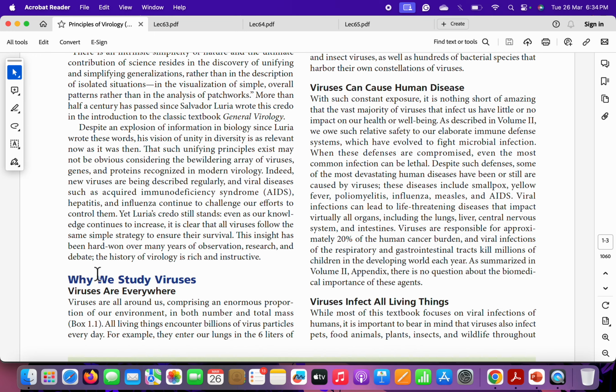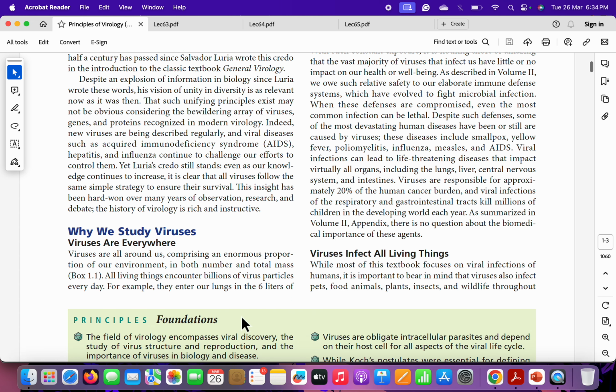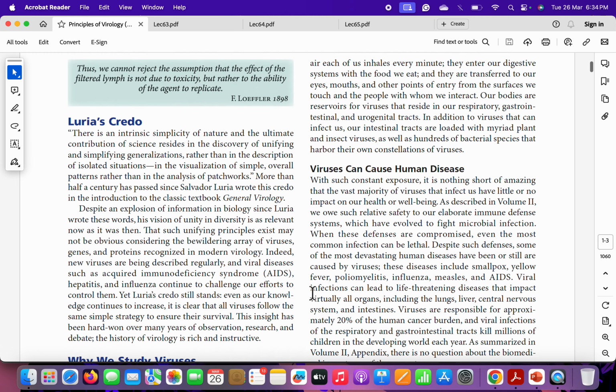So we all know why we study viruses. We faced a massive pandemic in 2019 to 2021. Viruses are all around us, comprising an enormous proportion of our environment in both number and mass.